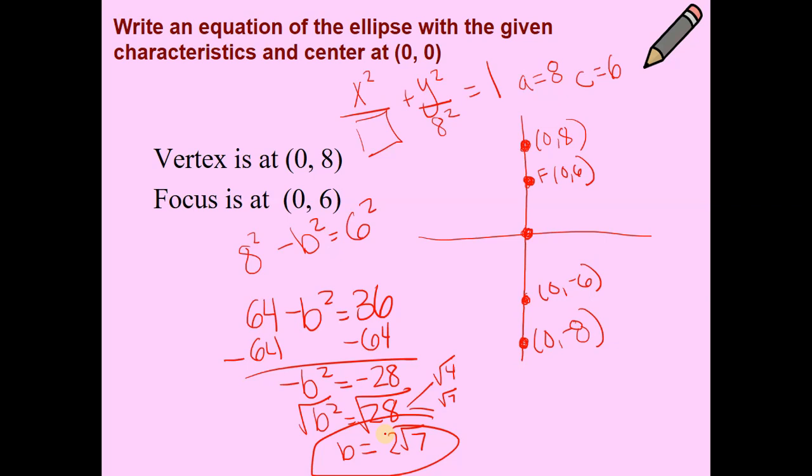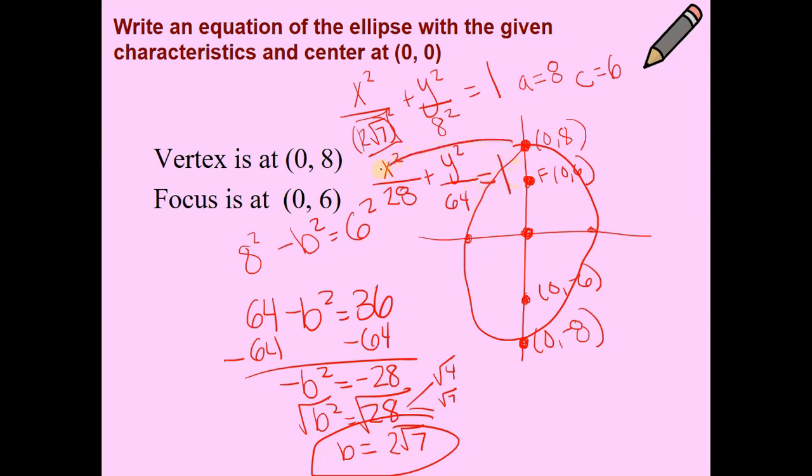It's got to be a little bit more than 5. So about right here. Let's go right there. So this would be what my ellipse looks like. Well, underneath here, that's b squared, right? So if I rewrite my equation of my ellipse, x squared over 2 square root of 7 squared, well, if I follow my direction back, it's before I square rooted, right? So that'd be 28, plus y squared over 64 is equal to 1. That would be the equation of my ellipse.